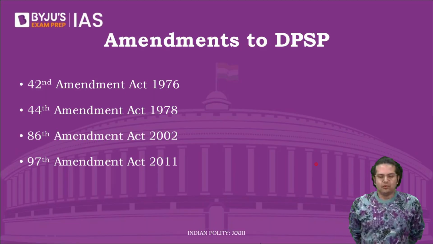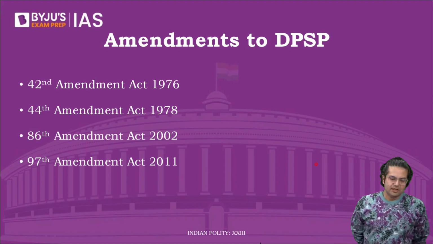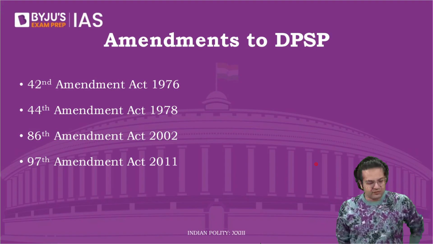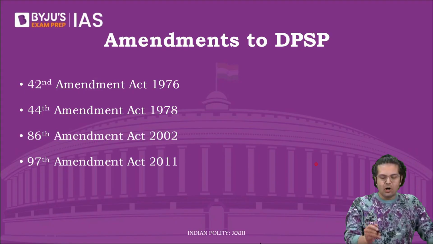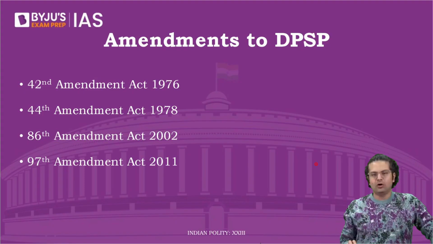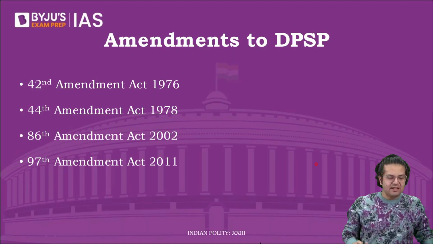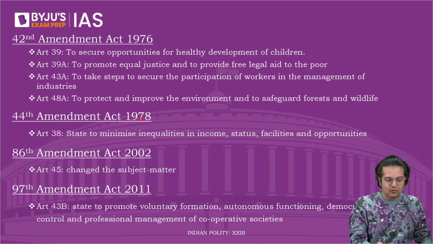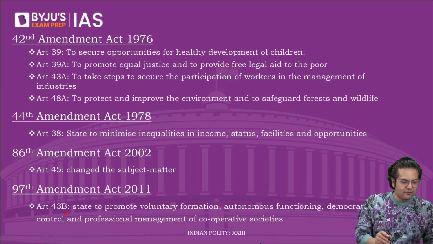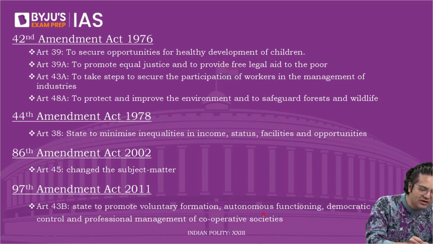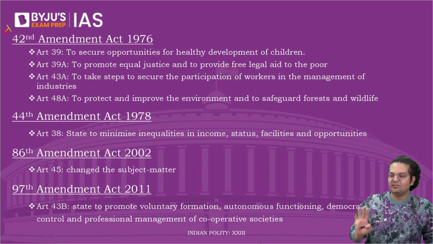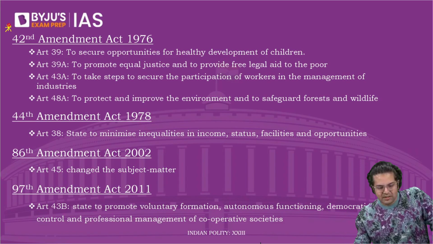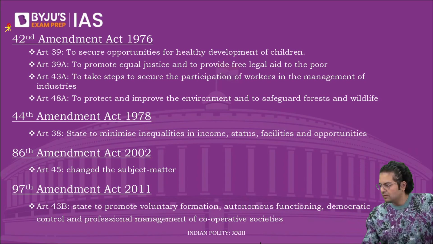Anyway, so amendments to DPSP. DPSP has been amended 4 times. Please remember all the changes made on these 4 occasions. In 1976, 4 changes. 1978, phrase was added. 2002, words were changed. 2011, article was added. You have to mug up this. It's important. A question has been asked once on this. It can always be asked. Clear? Everybody? All okay?